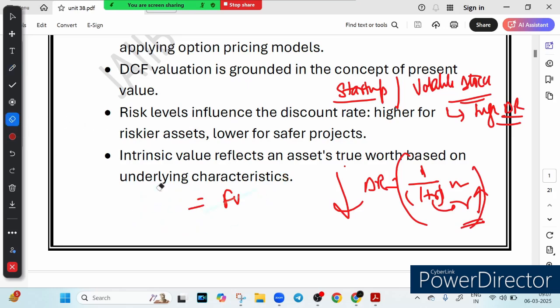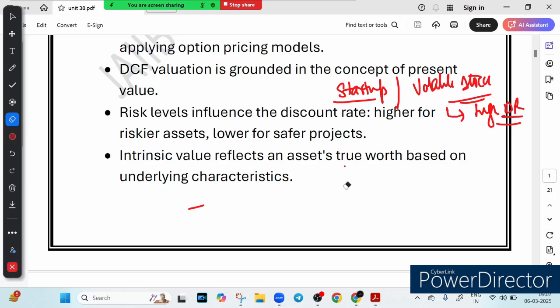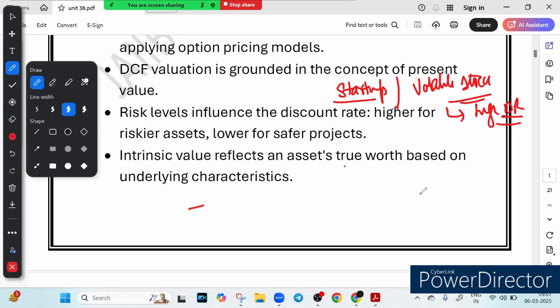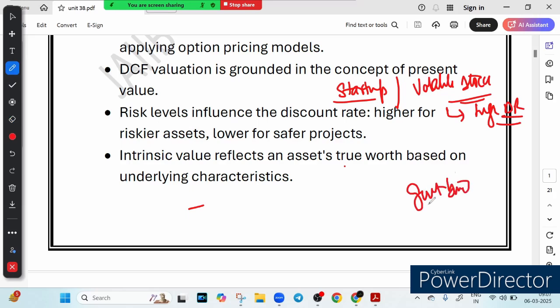If we talk about an investment like a government bond, it is a safe investment, and that is why its discount rate is low. It's like lending money to a friend: you will charge more interest to an unreliable friend than to someone super trustworthy. Similarly, a startup and volatile stock have a high discount rate, and a government bond has a low discount rate. I hope it is clear.